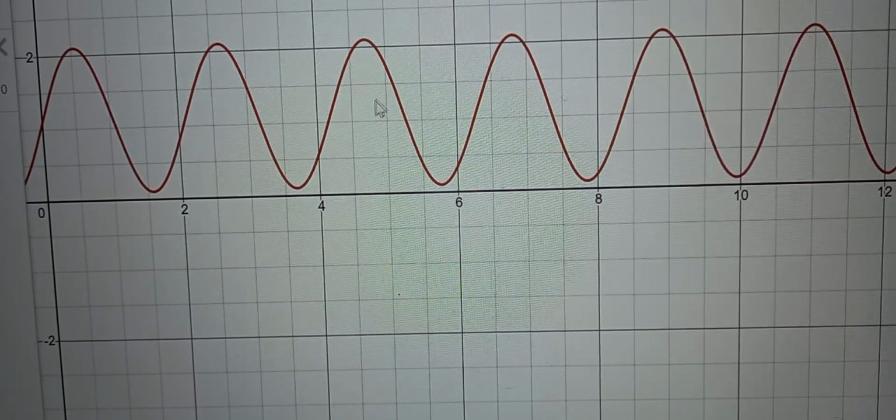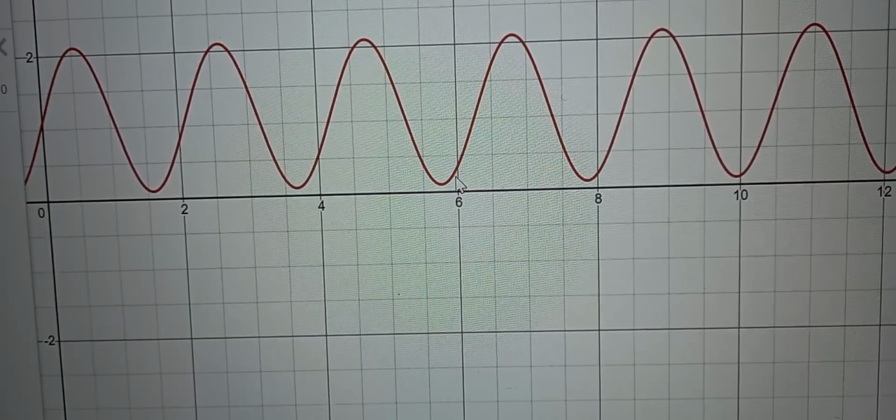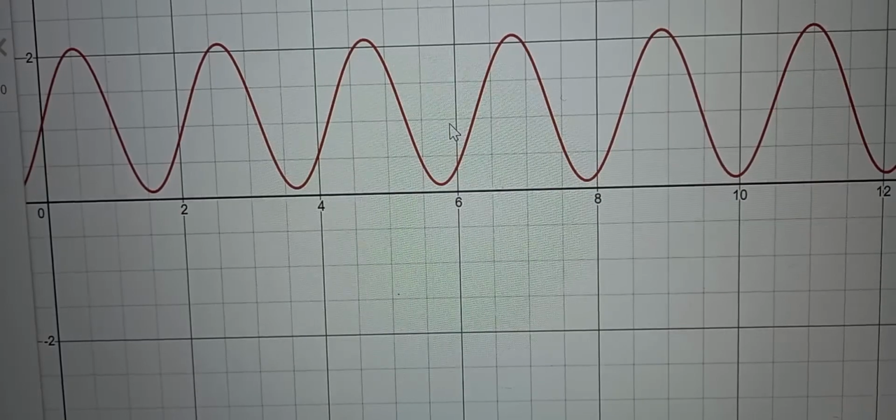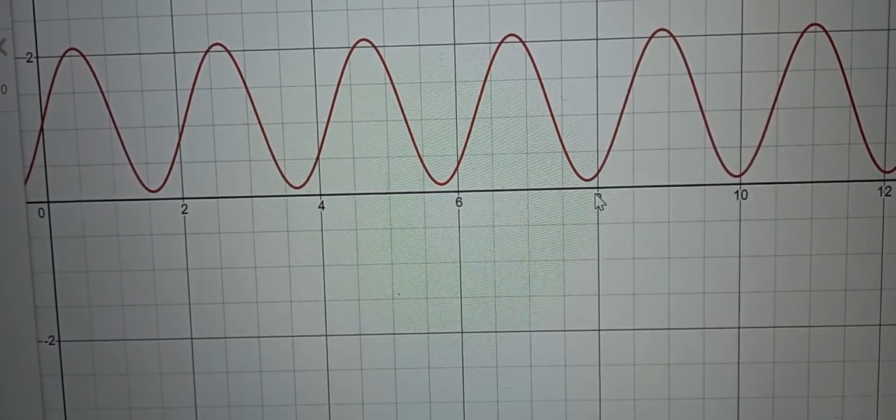But if you observe, the distance between these two points is the same as the distance between these two points. So if you find the distance between these two points, that also seems to be equal to these two points, right? And in fact, you can use either of the two definitions. You could either find the distance between two crests, and that would be a wavelength, or you could find the distance between two troughs, and that would be a wavelength.